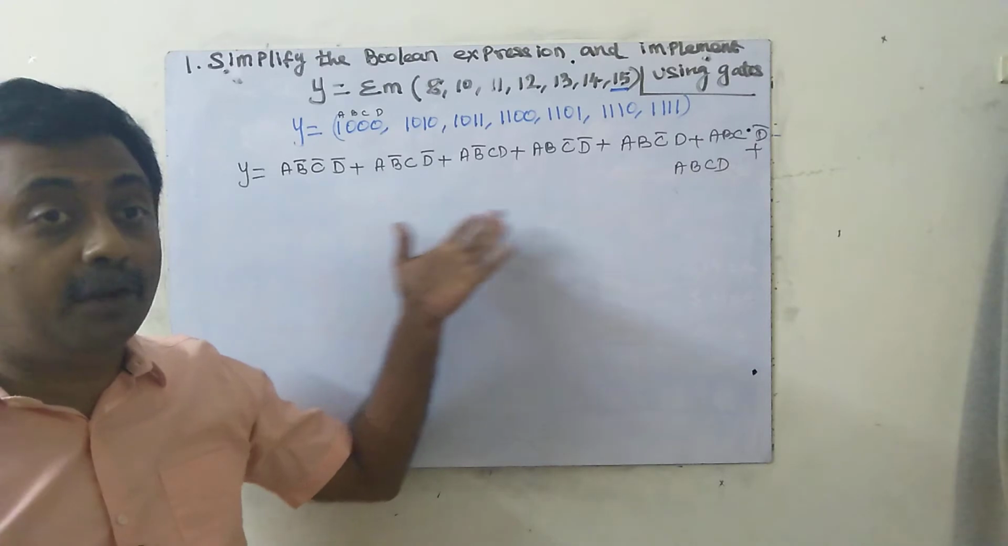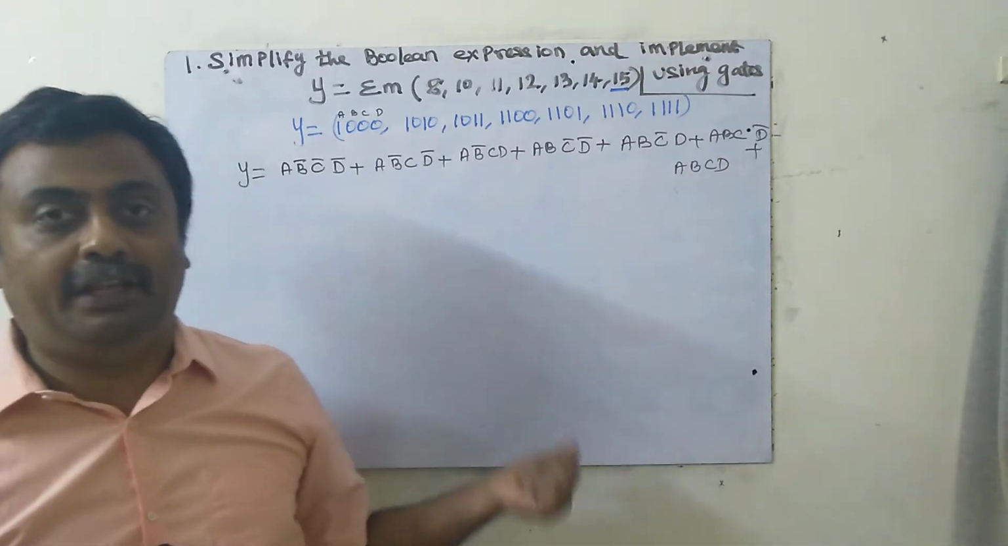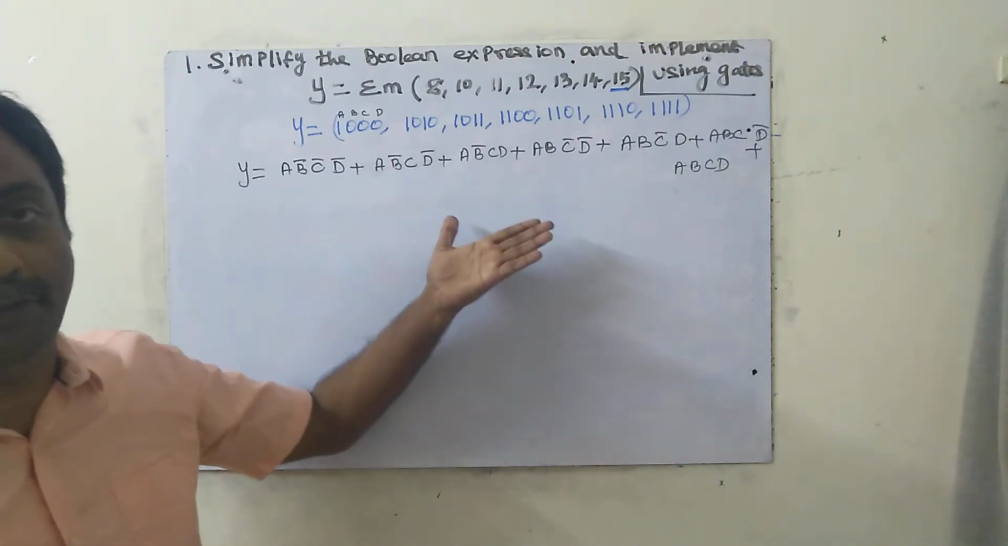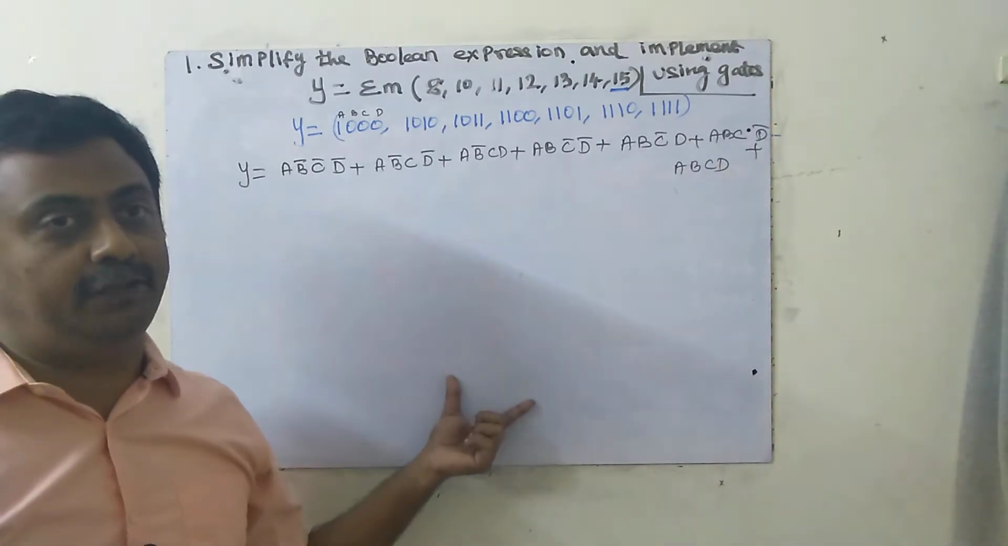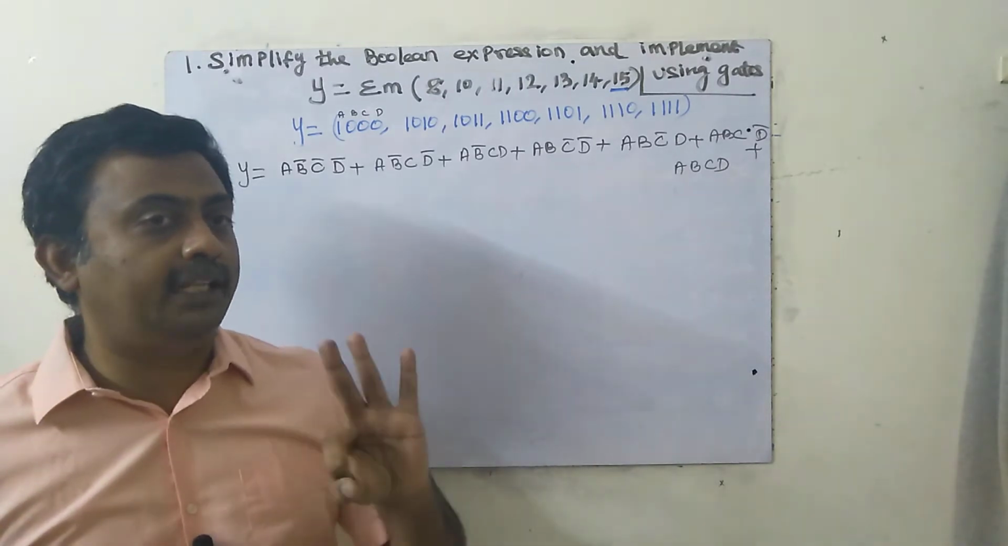But how many gates are required? It will be very large, very high. More gates are required, so here I have to simplify this equation. How to simplify? Already I have told you there are 3 methods. So what are the methods?